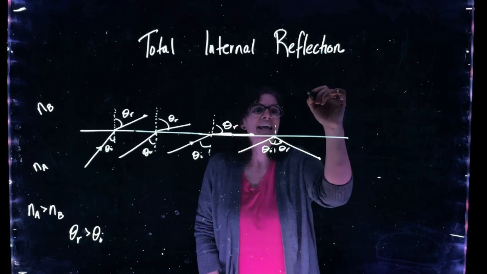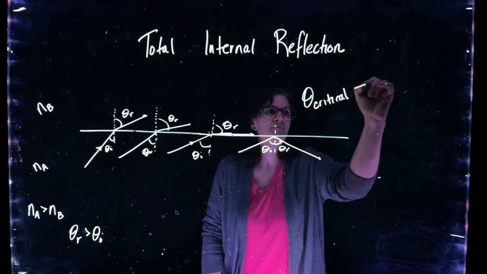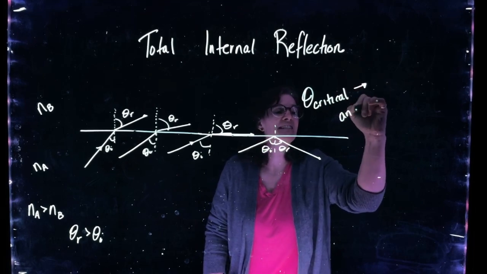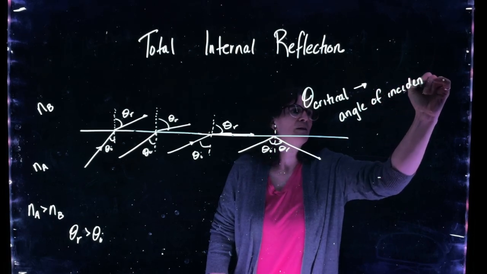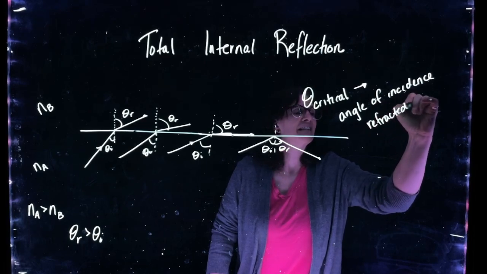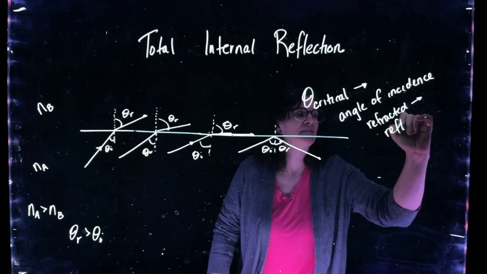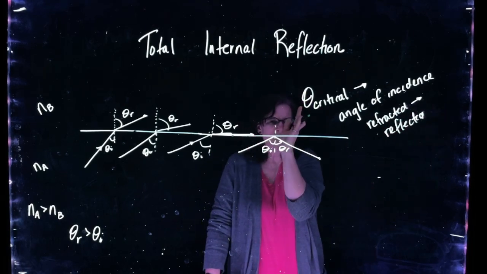So this angle is called the critical angle. This is the angle of incidence where the light goes from refracted to reflected. And it's that boundary that we care about.